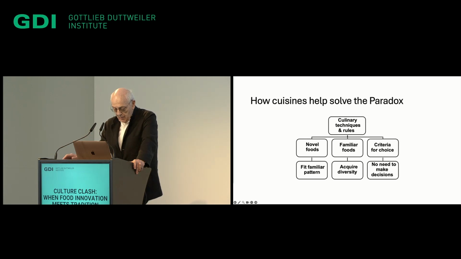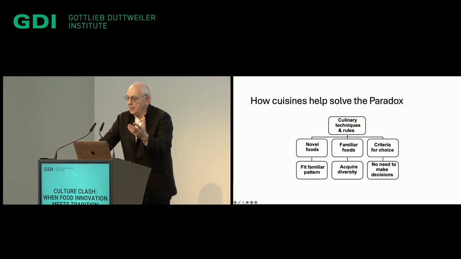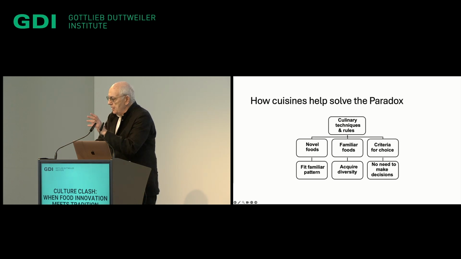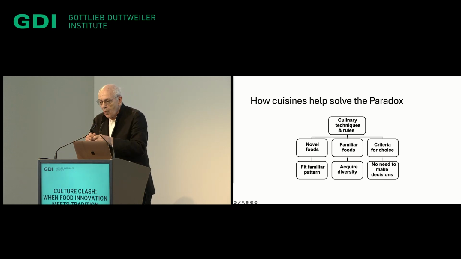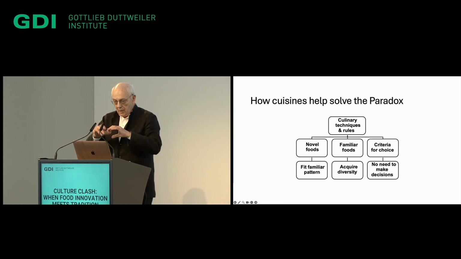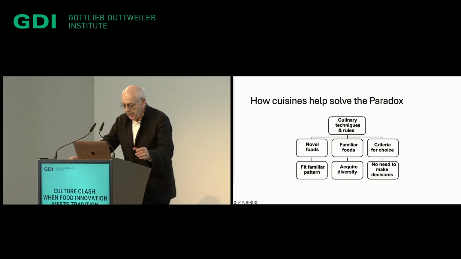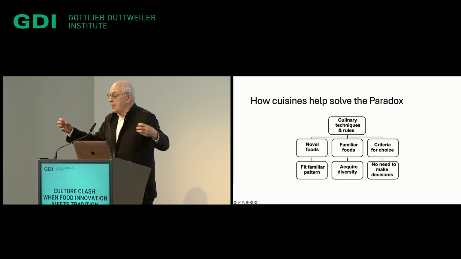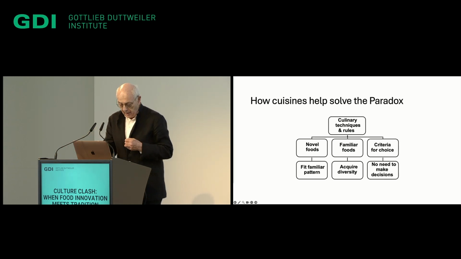My point is that we can understand the function of cuisines, and the function of cuisines is precisely to help us solve the paradox of the omnivore. And how does that work? We have those culinary techniques and rules. A cuisine is more than just ingredients and ways to prepare them. As I said, it's about rules and the organization of things. It's not just the elements, it's the relationships between the elements, okay?